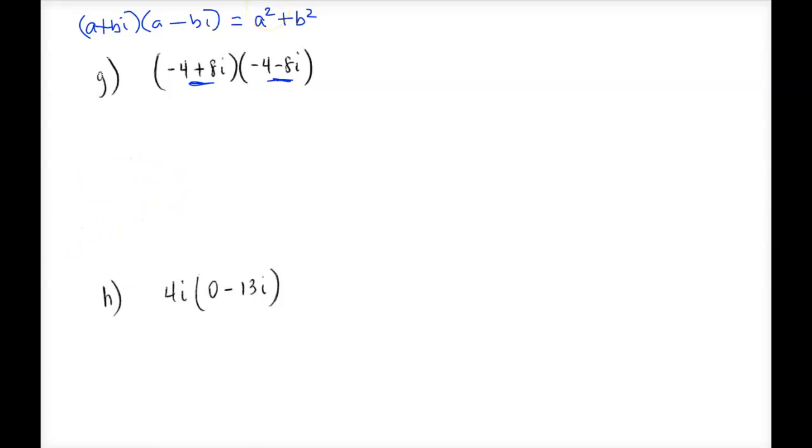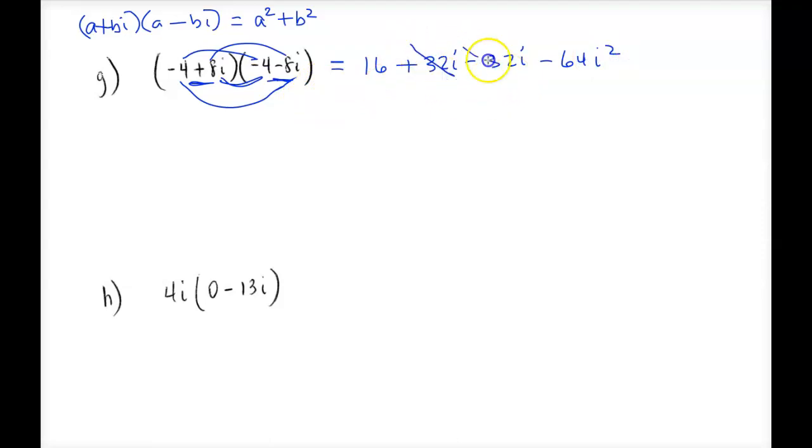I'm going to work it both ways so that you see that that indeed is true. I'm going to go ahead and do it the long way first on purpose and then do it the short way. So here, negative 4 times negative 4 is a positive 16. And then the outer part, negative 4 times a negative 8i is a positive 32i. Do the inner, 8i times a negative 4 is a negative 32i. And then 8i times a negative 8i is a negative 64i squared. These two middle terms cancel to 0.